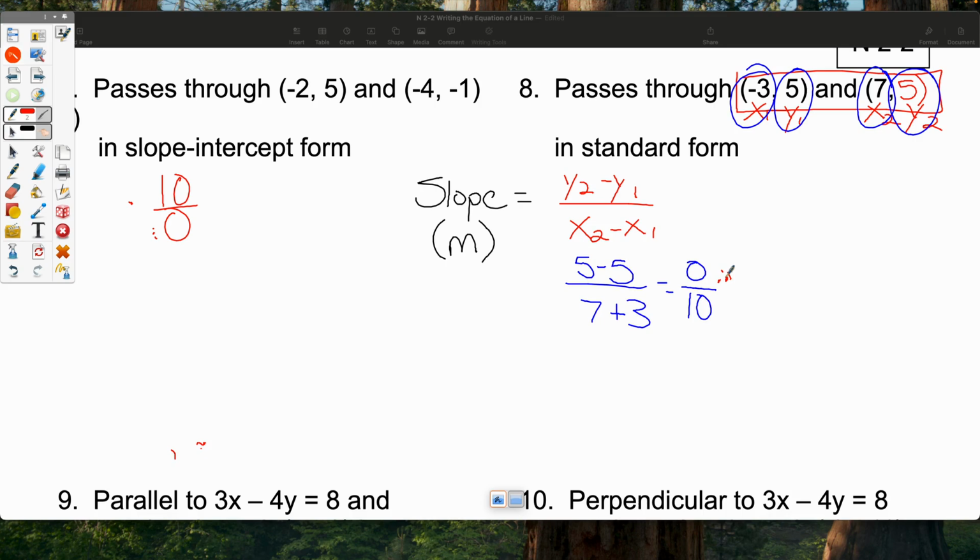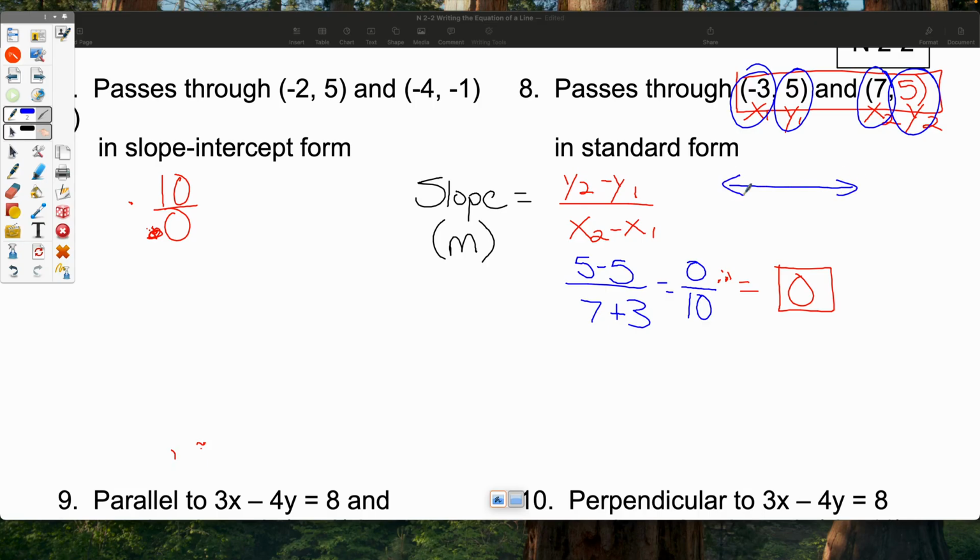You can divide 0 by something. You can do that. It always comes out to 0. You cannot divide by 0 though. That's why this is undefined. It's impossible to divide by 0 right here. So 0 divided by 10 equals 0. Okay. And if a line has a slope of 0, that is a horizontal line, or a line just straight across left to right.